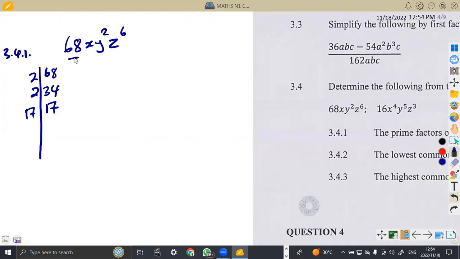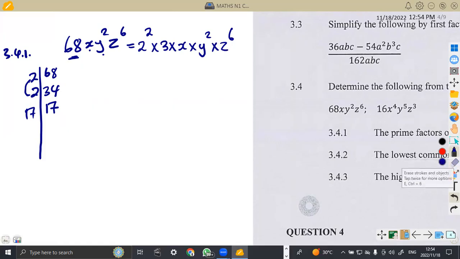So this 68 that we see can be written as 2 times 2, which is the same as 2 to the exponent of 2, times 17, times, we multiply the x, this part we just have to multiply as it is. All right, so that was it for 68.